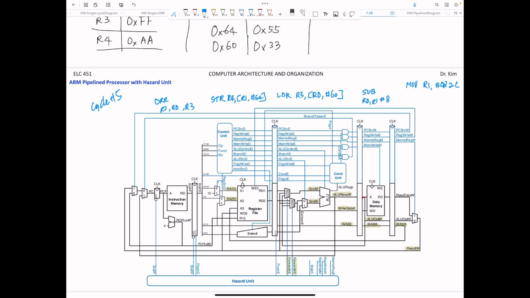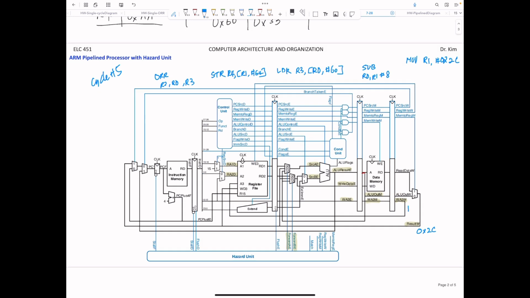0x2c into R1. So the content of result W is going to be 2c, because that's the content of R1. So that means WA3W is going to be 1, and result W is going to be 0x2c. That's the hexadecimal number 2c.